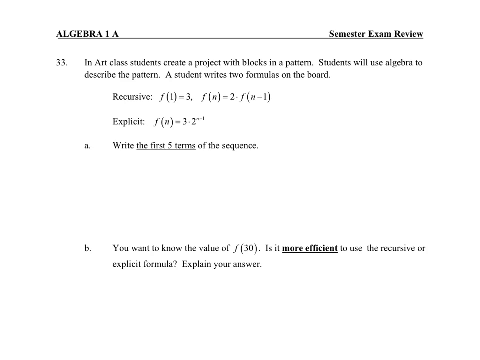Question 33. In art class, students create a project with blocks and a pattern. Students will use algebra to describe the pattern. A student writes 2 formulas on the board. So we have the recursive formula, f of 1 equals 3 and f of n equals 2 times f of n minus 1, and the explicit formula, f of n equals 3 times 2 to the power of n minus 1. Write the first 5 terms of the sequence. So we're going to have 1, 2, 3, 4, 5 terms. Our first term is 3.